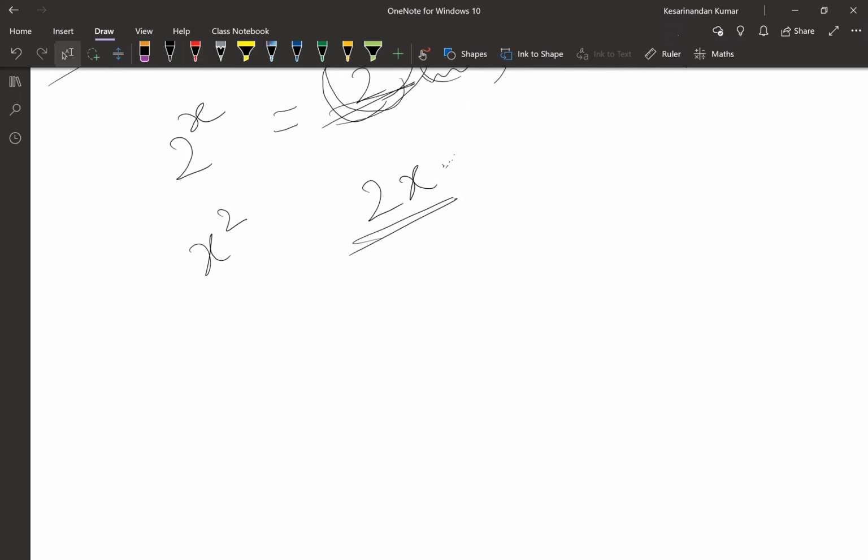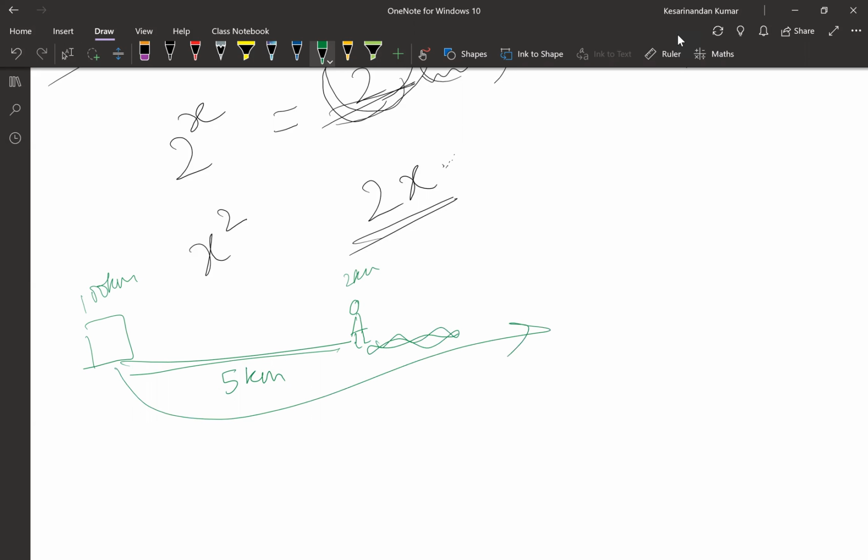So let's say this is 5 kilometers. You are walking on foot and there's a car behind. This car is at 100 kilometers per hour and you are walking at, say, 2 kilometers per hour, normal. At some point or the other, will this car overtake you? Yes. Okay.